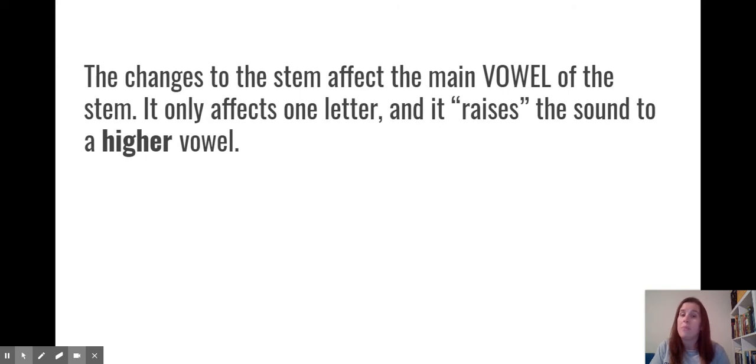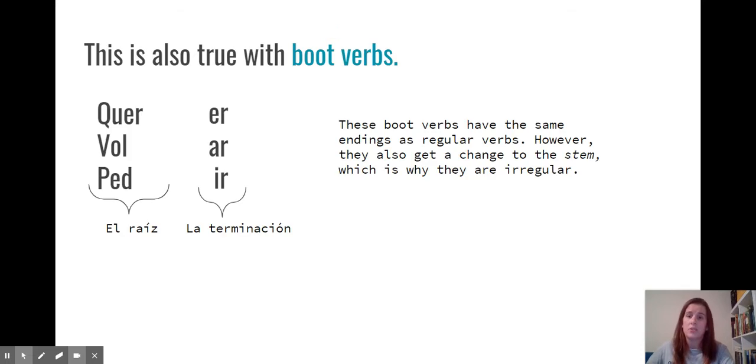The change to the stem affects the main vowel of the stem, okay? They only affect one letter, and it's going to raise the sound to a higher vowel, all right? So when we look at the stem, for example, if I go back here to querer, volar, and pedir, it's going to be the vowel that's affected. So this E would be affected, this O would be affected, and this E would be affected.